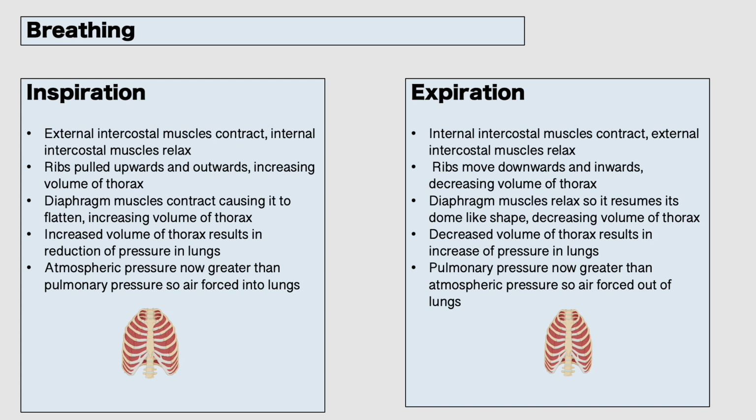If you're struggling to remember which one is which, the way I do it is by working backwards. So with inspiration, for example, I know that the end effect is that air goes into the lungs. So for that to happen, the atmospheric pressure has to be greater than the pulmonary pressure, so air is forced into the lungs. If we want the pressure inside the lungs to be low, then we want the volume to be high. So we're going to think, what's going to make the volume higher within the lungs? We're going to pull the ribs upwards and outwards, and the diaphragm we want to flatten, so there's a larger volume within the lungs there. So yeah, that would be my tip, just work backwards.